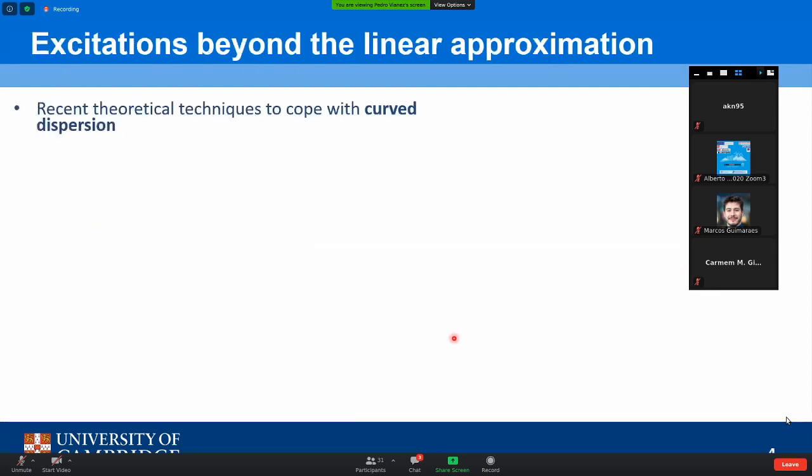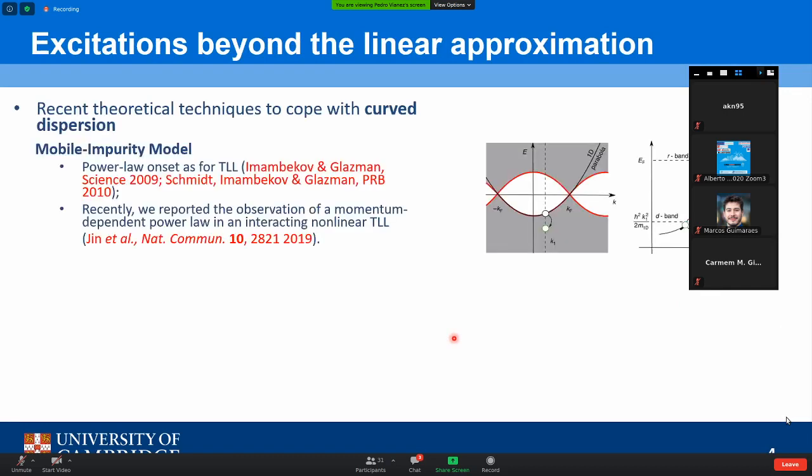On the theory side, there's been quite a lot of work done recently to try and deal with curved dispersion, and I want to highlight two of those nonlinear theories. The first one is the mobile impurity model. This was proposed by Matveev and Glazman just about a decade ago. This theory makes a clear prediction: it predicts a momentum-dependent power law, and quite recently we reported experimental evidence in favor of that. I won't be talking about that today.